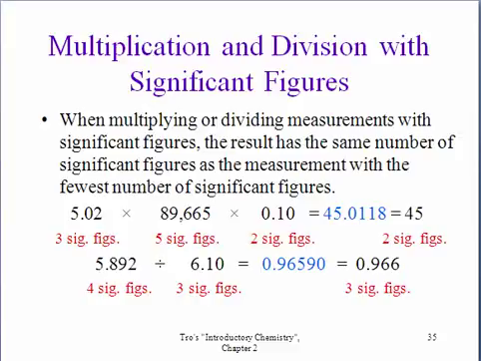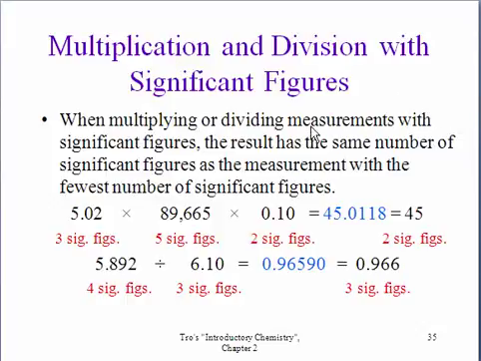Now, when we do mathematical operations with measurements, we've got to make sure that our answer does not indicate a precision that's greater than that of the measurements that we actually took. There are two separate rules for multiplication and division, and then for addition and subtraction. So we're going to look at multiplication and division first.